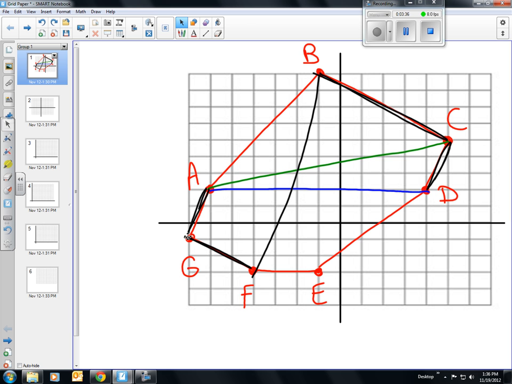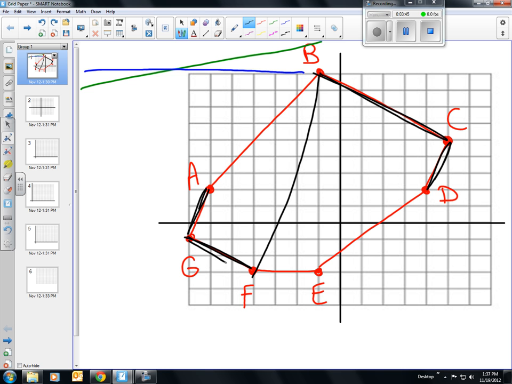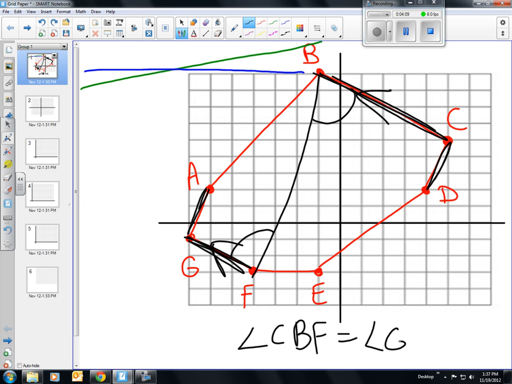Now because of that, let's go ahead and take out some of these other lines just to give it more clarity in the diagram. If you look at the segment GF here and then the segment BC, you can see that those 2 are parallel to each other. And then therefore, the angle here and the angle here are congruent because of the alternate interior angles theorem. So we would say the angle CBF is congruent to the angle GFB.